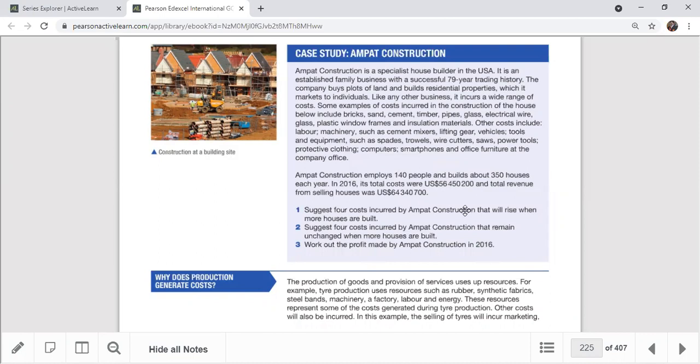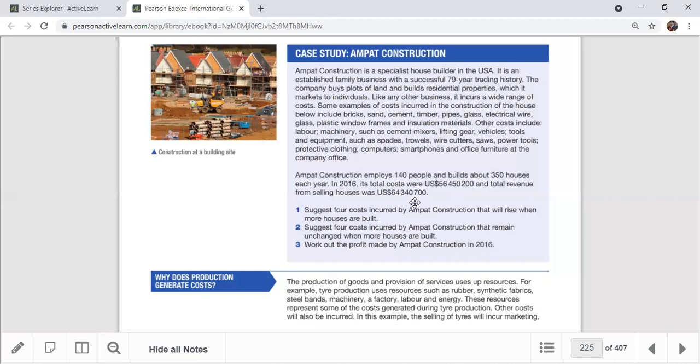Total revenue minus total cost. In this case, they have given total revenue is 64 million, total cost is 56 million. So you can see there is about 8 million gross profit we can find out, just roughly. 64 million total revenue minus 56 million total cost. So 64 minus 56 means there's around 8 million US dollar profit margin.